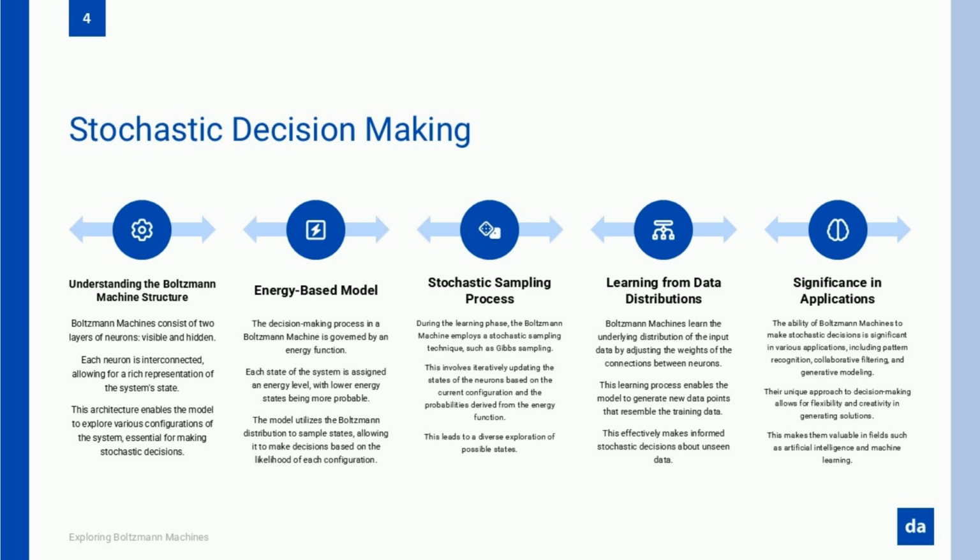Now that we understand how Boltzmann machines make decisions, the next step is figuring out how they learn from data distributions. Because while their stochastic nature is fascinating, what's even more impressive is how they refine their knowledge over time to generate even better results. Let's dive into that next.